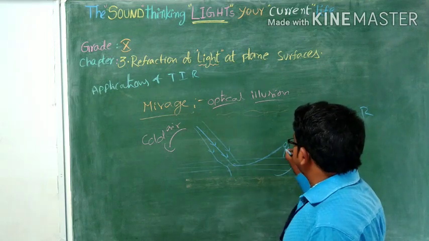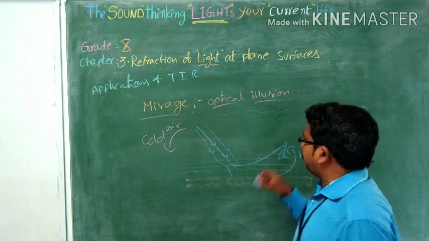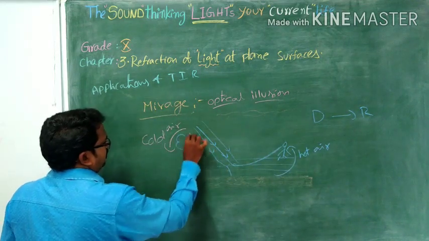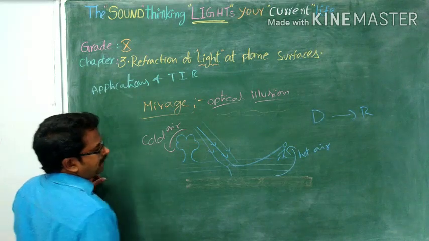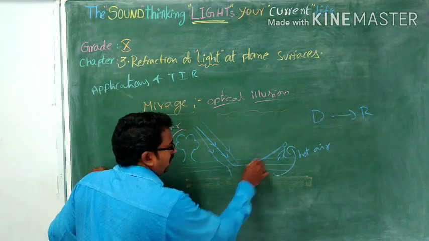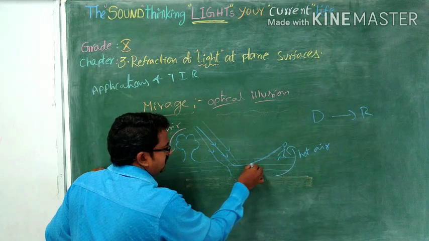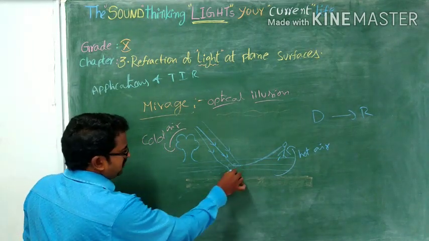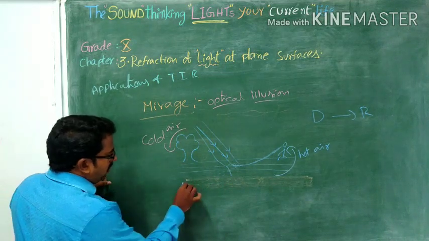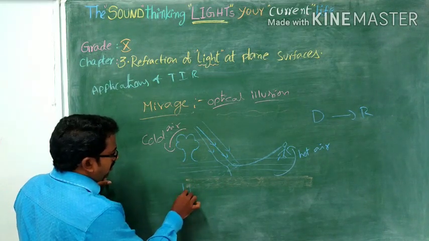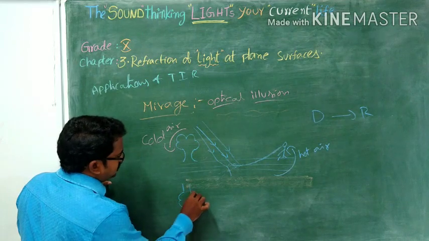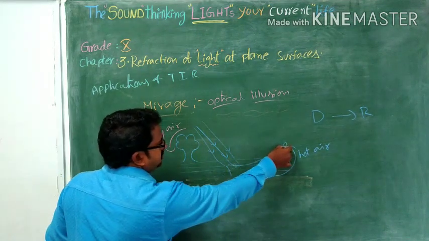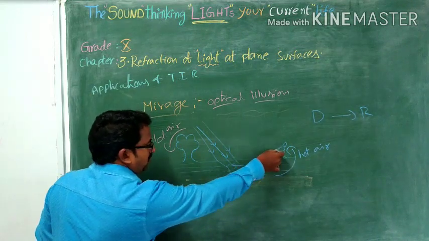If the observer is here, then what happens? Let us consider maybe a tree is there. Now it is total internal reflection. So this is the ray which is coming like this, and he may observe the image like this. The tree is going to appear like this because he is observing from here. It is the total internal reflection.